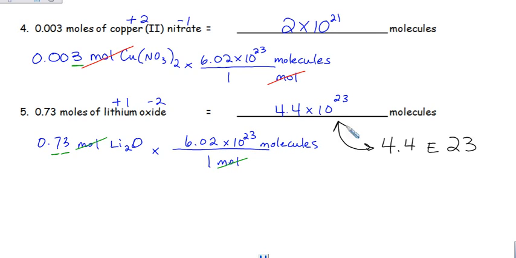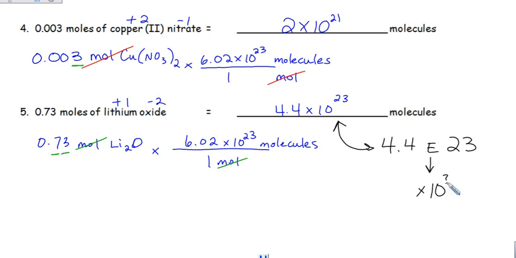Not 4.4 E23. What does E mean? Times 10 to the 23rd power. This little E means times 10 to the what? And the number after the E, that's the exponent. So it's your calculator's way of showing scientific notation. We want to write our final answer in scientific notation.